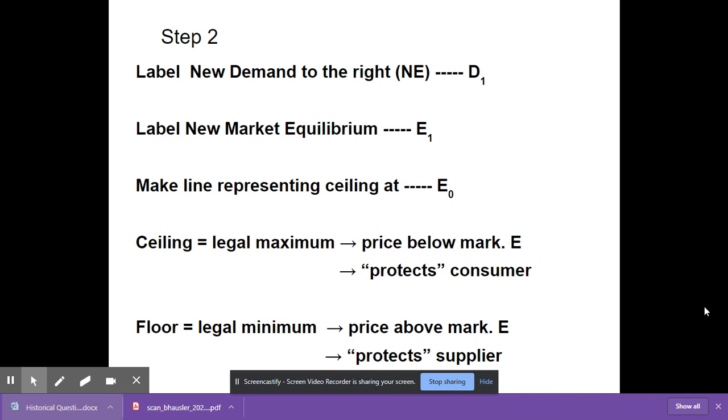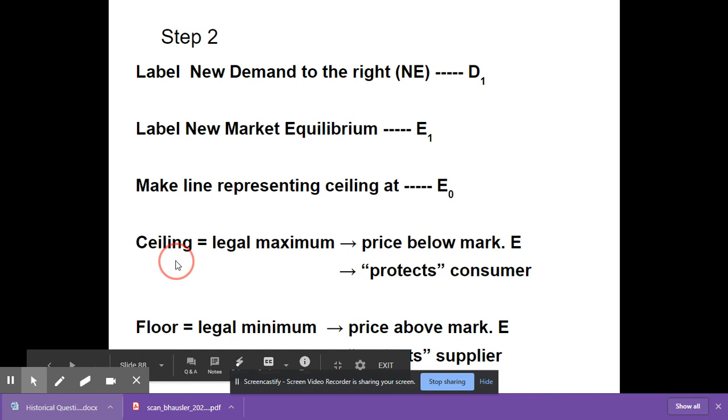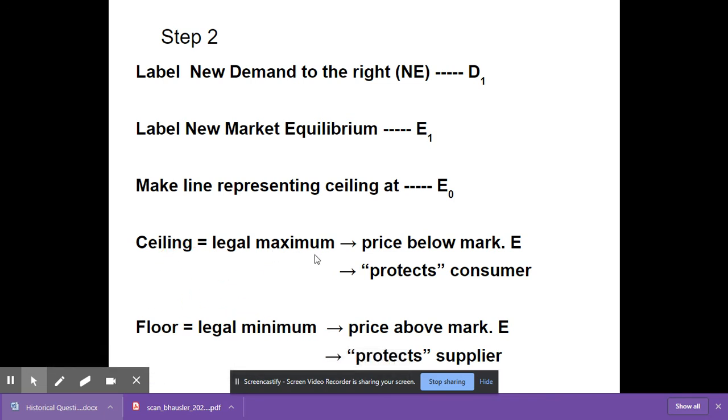And then I want you guys to try and remember how we talked about ceilings and floors. A ceiling is a legal maximum. Rather than thinking the ceiling is above, it actually is below the equilibrium point. In theory, it's supposed to protect consumers by keeping prices low. We often see this with housing issues in New York City, trying to make sure certain neighborhoods don't have rents that are too high. But what often happens with price ceilings is that it can allow black markets to exist, or subletting, or reselling of products illegally.